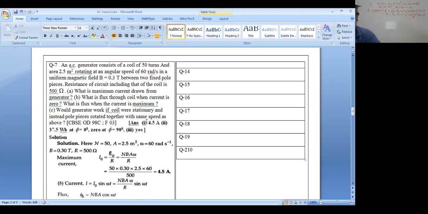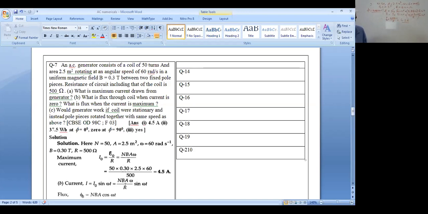So here we have to find the maximum current. The formula here is E naught by R. You put the values in this. I equals NAB omega upon R for the maximum value. Putting all the values here, everything is given: N, A, B, omega and R. If you put all the values, the current comes to 4.5 ampere.